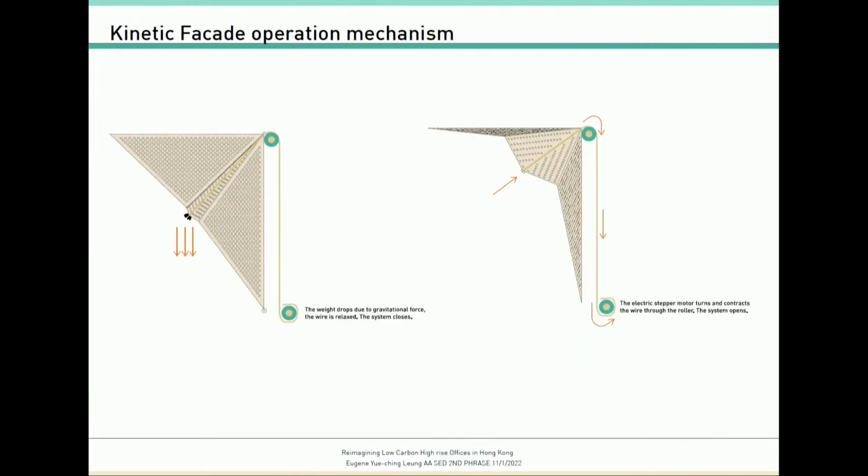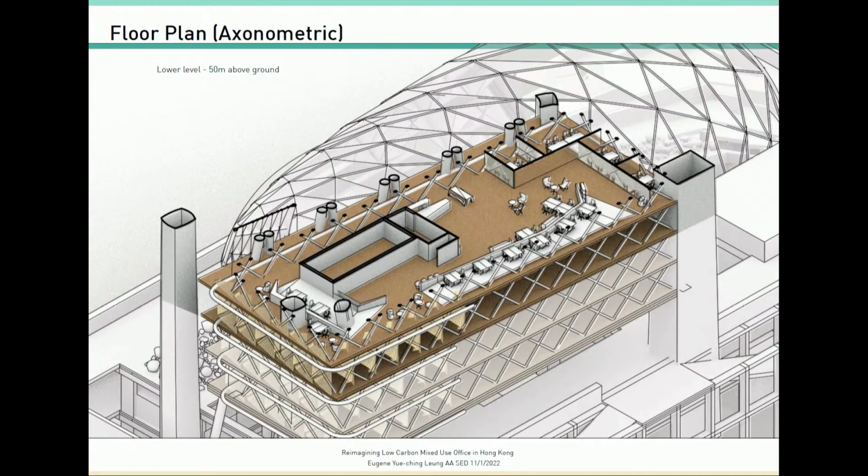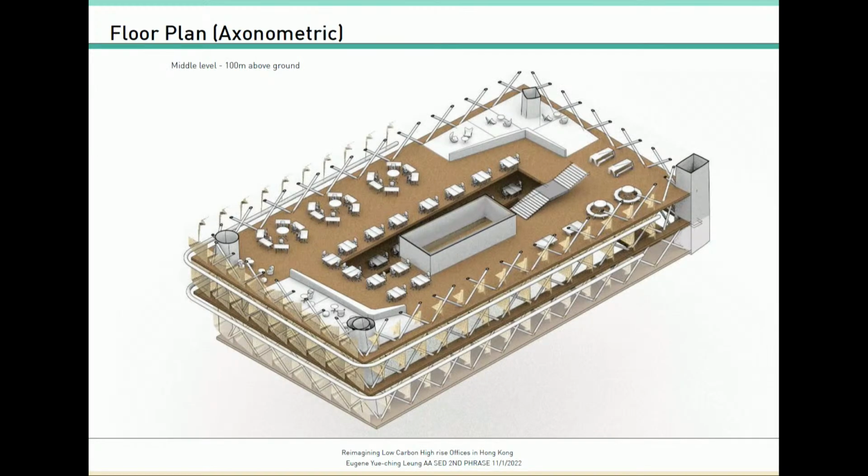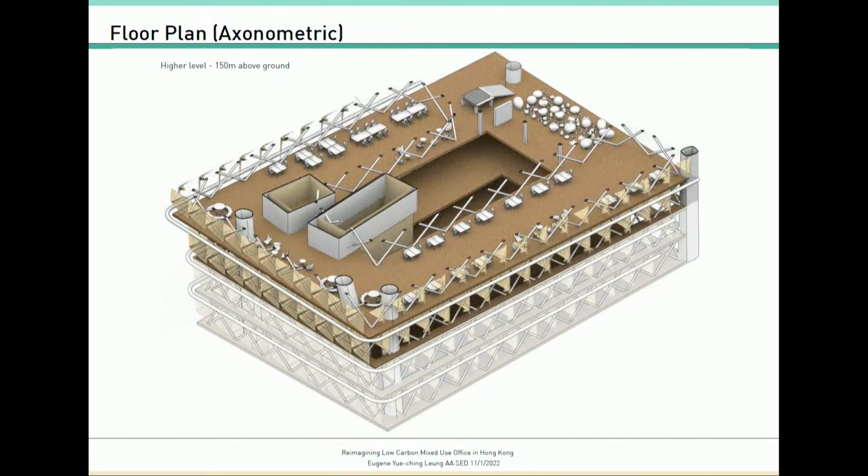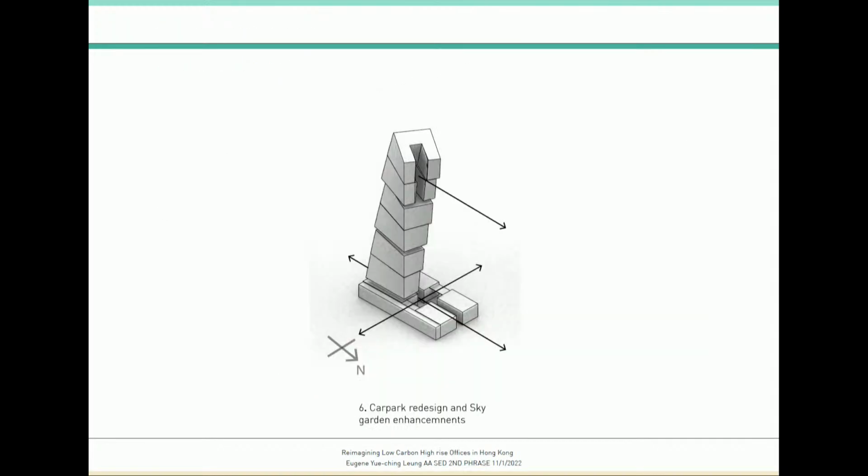And just a quick look at how the mechanism of the kinetic facade might work. A simple system. On the left is how the furniture and desks are placed around the floor plates, and you can see how on the middle levels the desks and furniture can be placed around the atrium and also the periphery of the building. Similar case on the higher level floor plates.